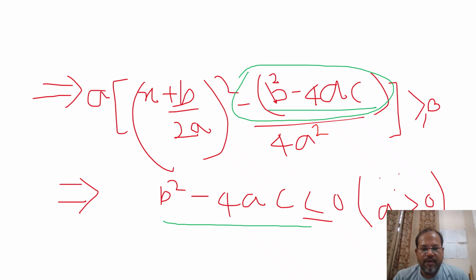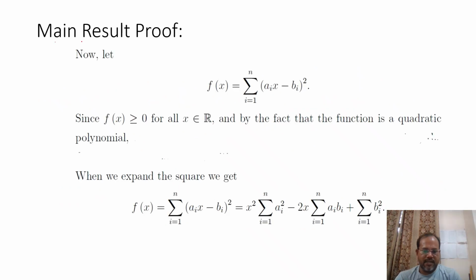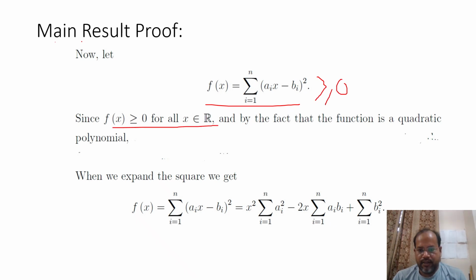So this is the proof of the auxiliary result. Now we come to the proof of our main result. To prove the main result, we consider a polynomial of degree two, f(x) equal to the summation, i equal to 1 to n, of (ai x minus bi) whole square. It is the sum of squares of n terms of quadratic degree. Clearly, since it is a square of something, it is greater than or equal to 0, whatever real x you take.